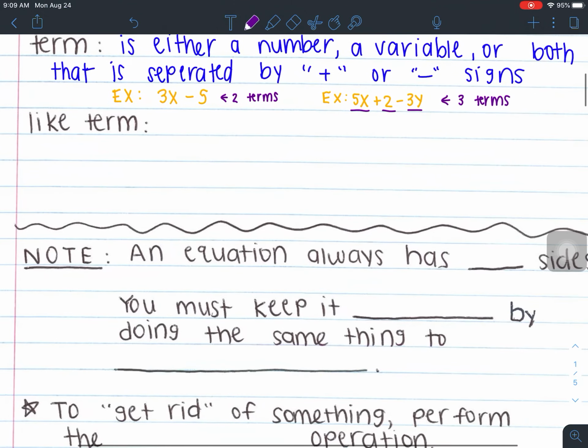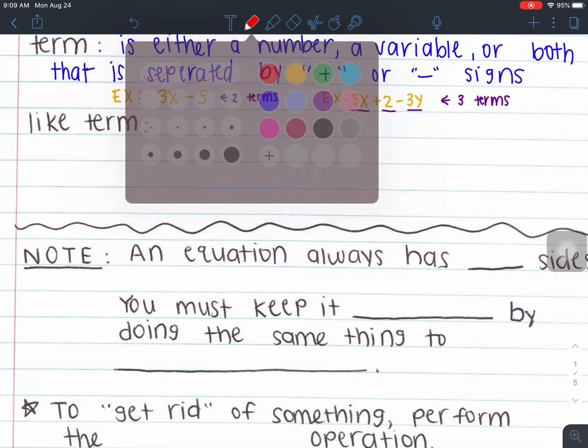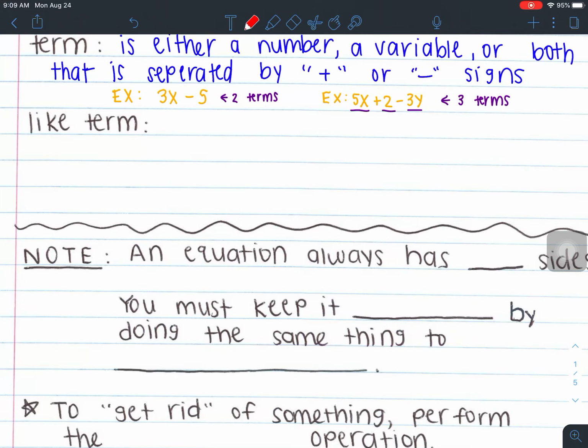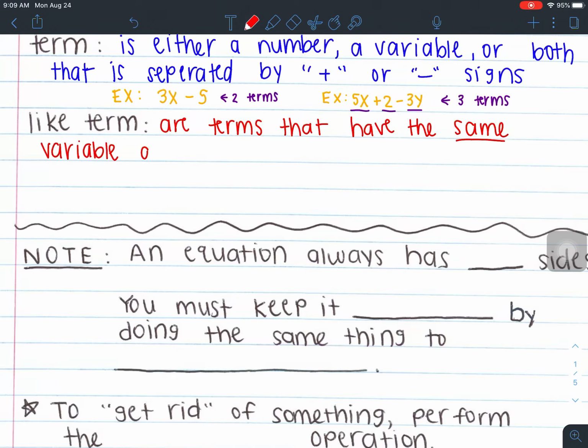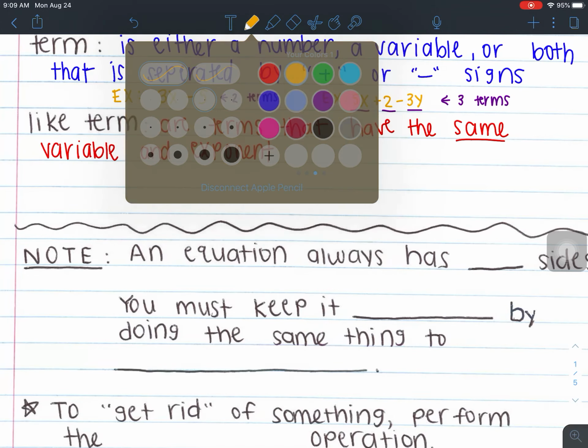All right. So then we'll move on to a like term. Like terms are things that we can actually combine together because they are the same. So these are terms that have the same, with an emphasis on same, variable and exponent. Like terms can be combined if they're exactly the same. So for example, I'm going to give you some.